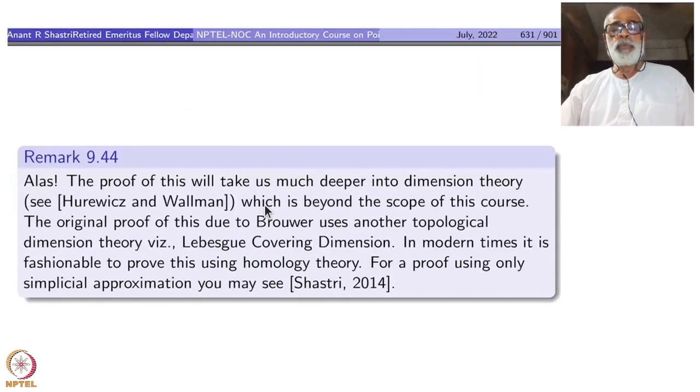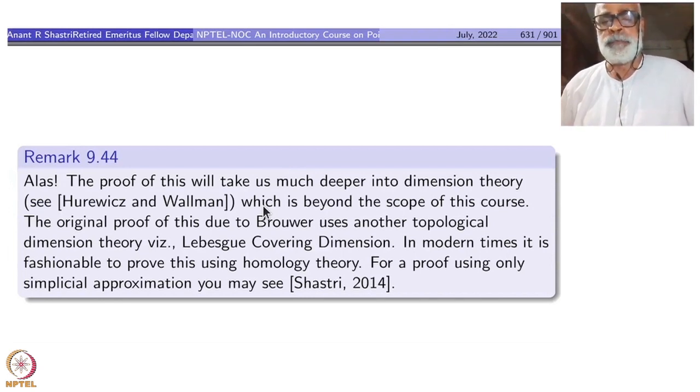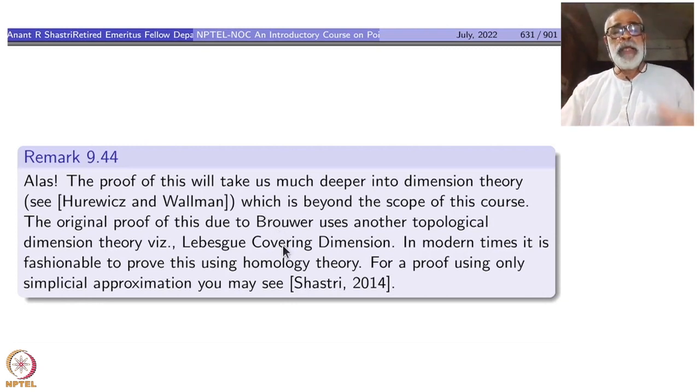The proof of this will take us much deeper into dimension theory, which is beyond the scope of this course. The original proof due to Brouwer uses another topological dimension theory, namely Lebesgue covering dimension. In modern times, it is fashionable to prove this using homology theory. So, there are many proofs of this great theorem. But a proof using only simplicial approximation, which is actually implicitly there in Hurewicz-Wallman, you may see in my book.